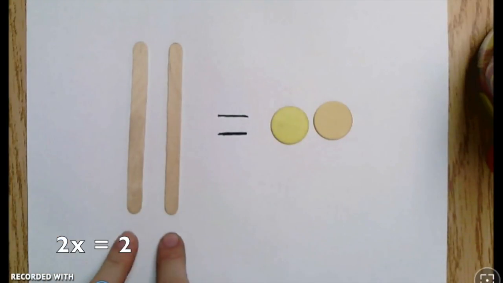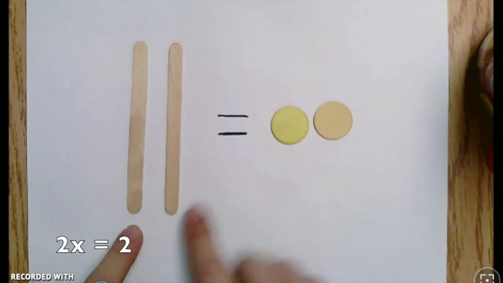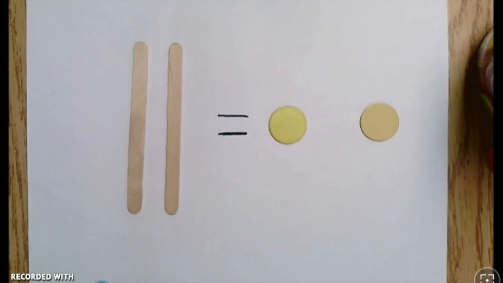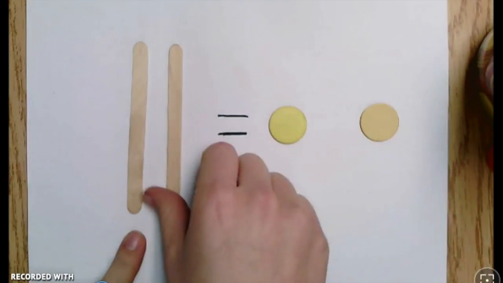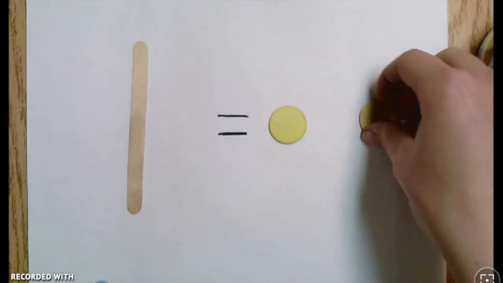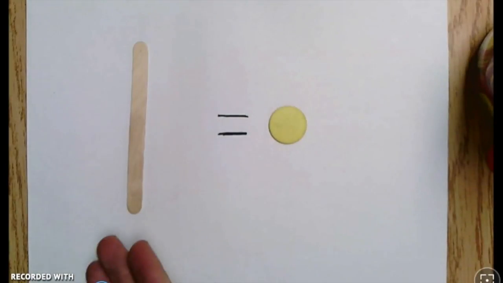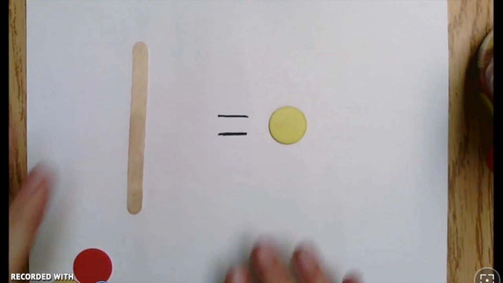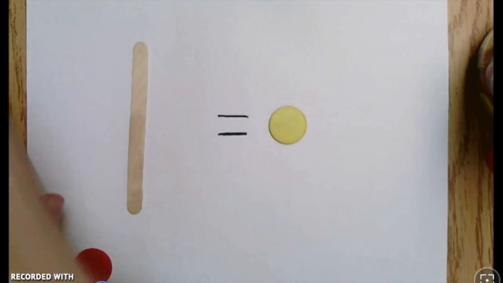Now I need to break these into how many groups? 1, 2 equal groups. Well, that was easy enough. I only want one group left, so I'm going to take away this group and take away this group. And so I have x equals +1. All right, now let's go on to today's lesson, which is looking at them written out.